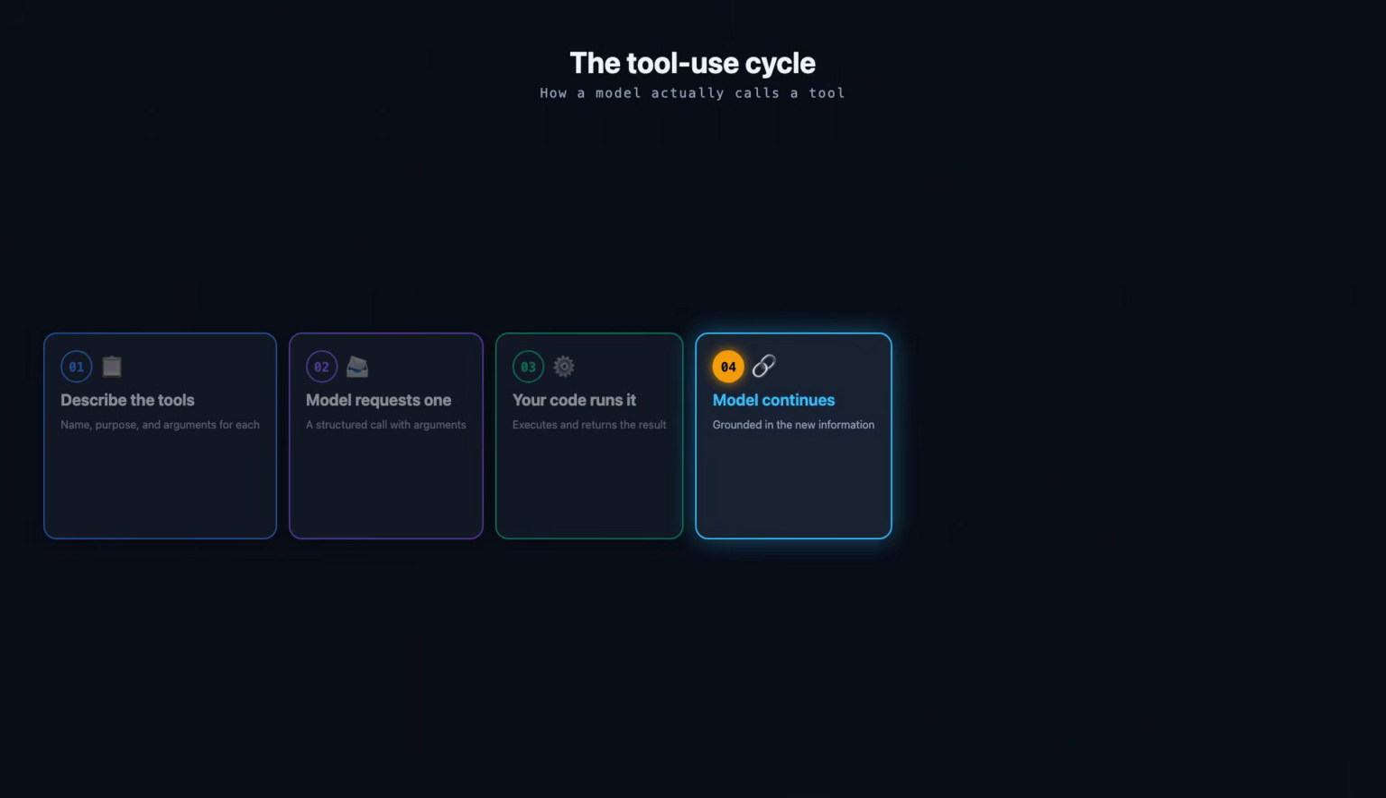Finally, the result flows back to the model. It reads the fresh information, the search results, the computed number, the confirmation, and continues its response grounded in that new fact instead of guessing. And it can loop again if it needs another tool.